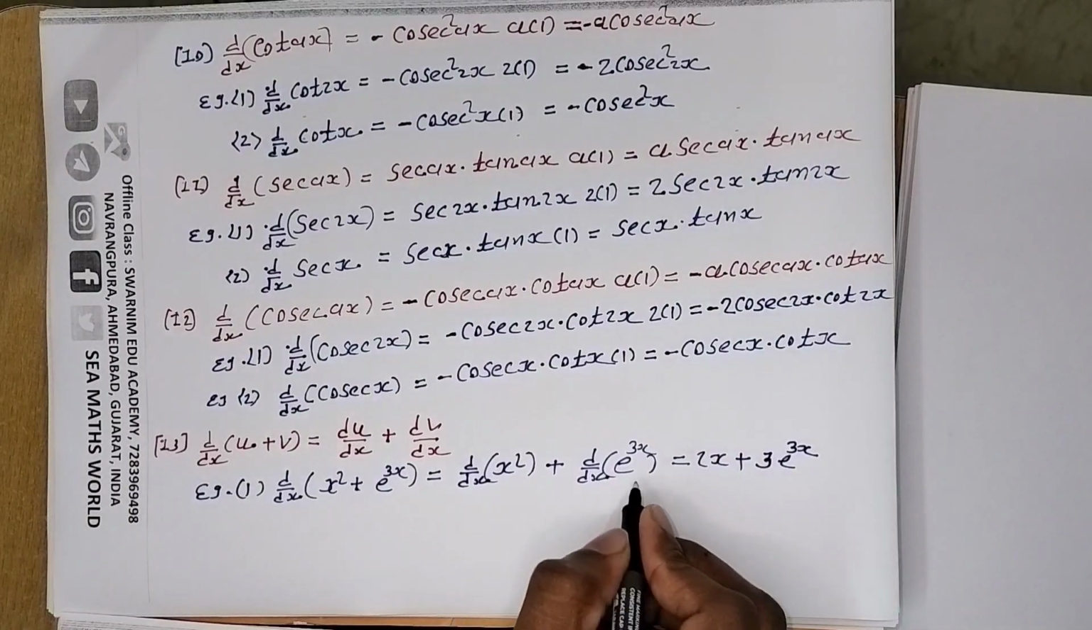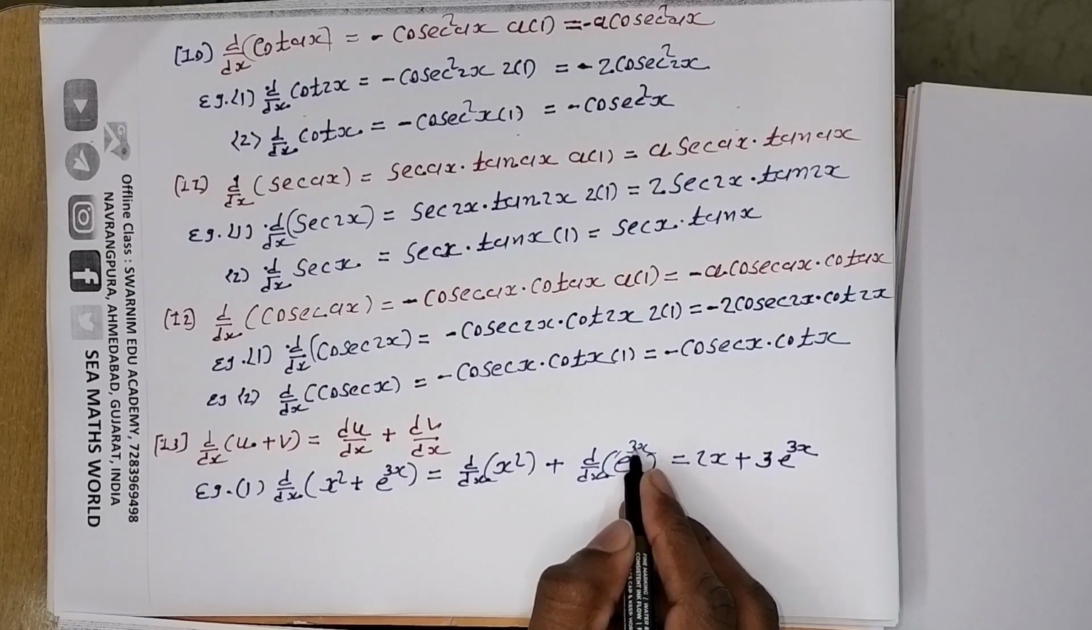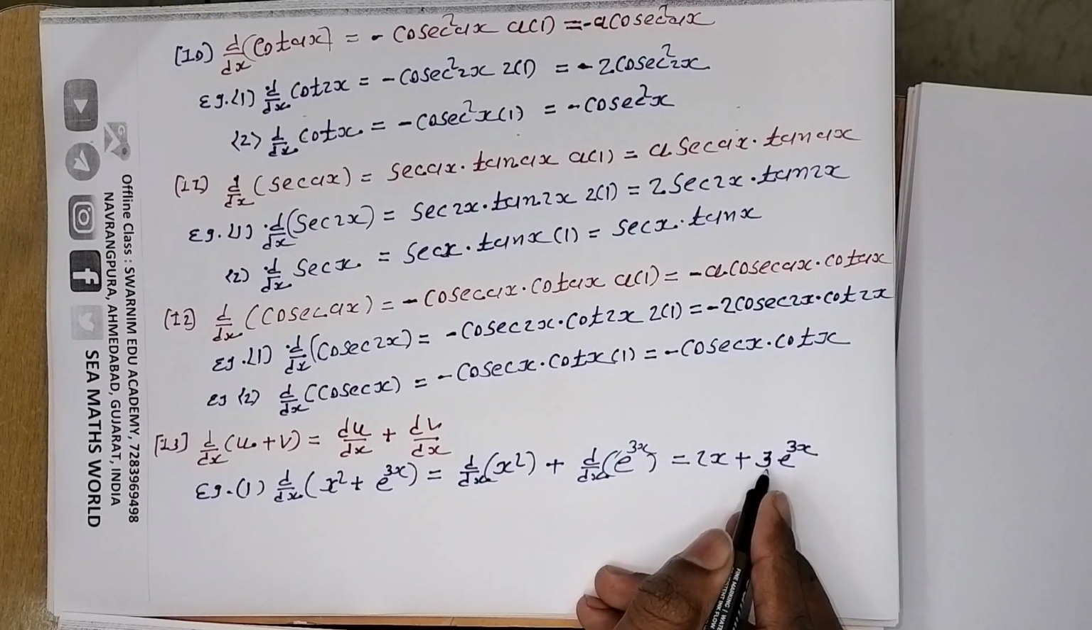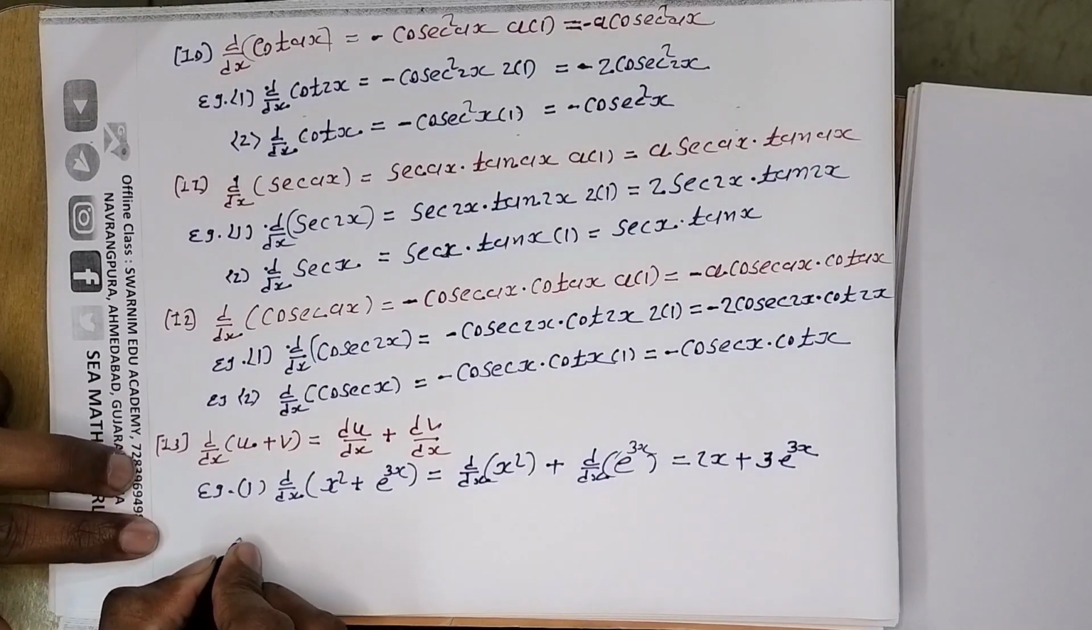How can we do it? E raised to 3x as it is, then differentiate the power. Power is 3x. Its differentiation will be 3 into 1. So finally 3. One more example.